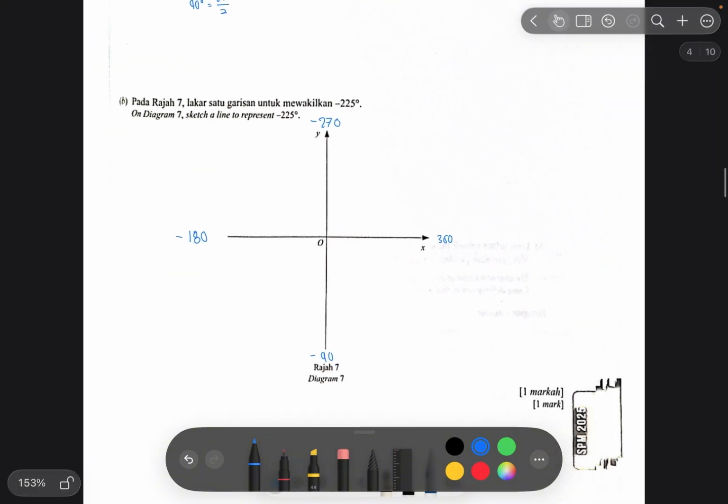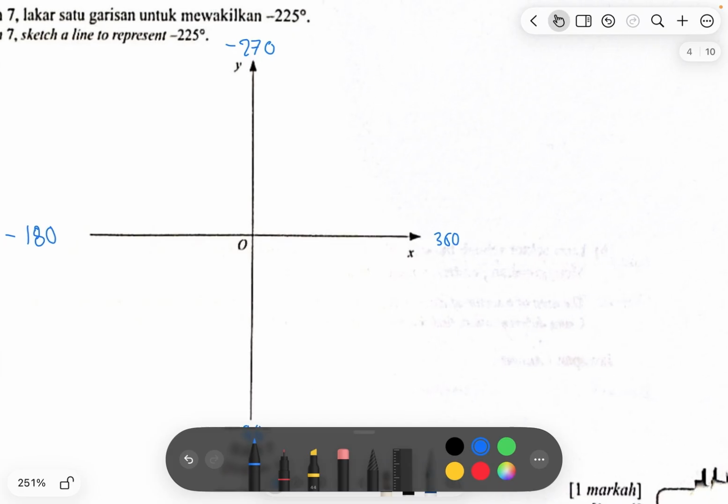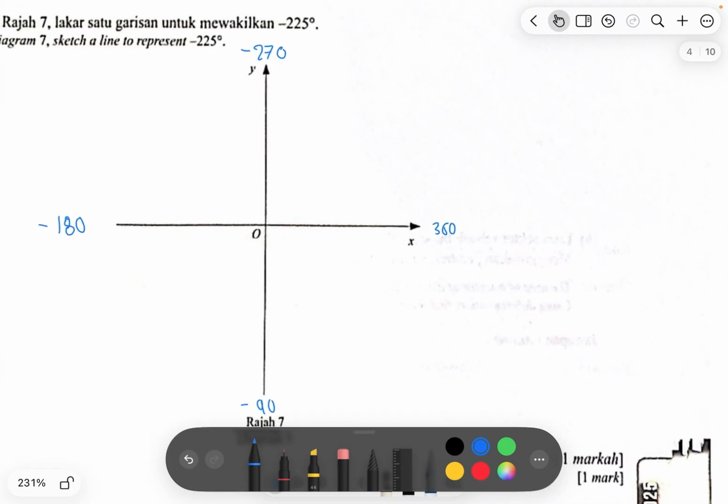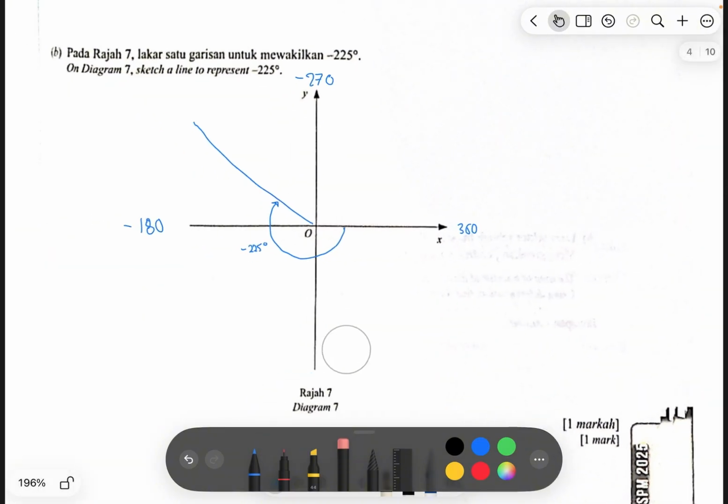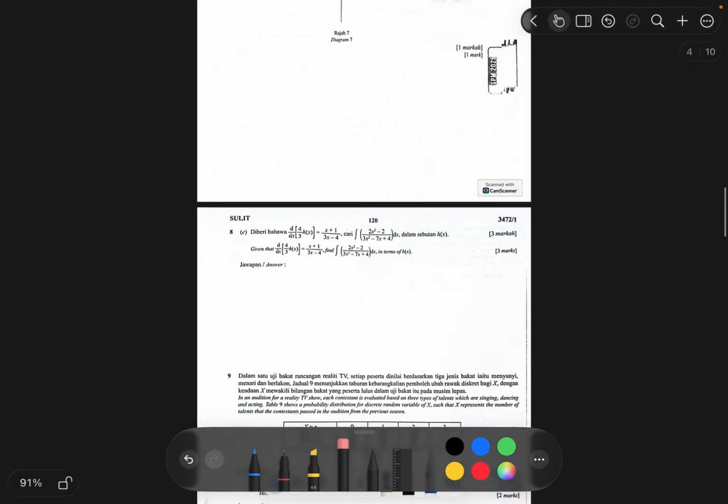But you don't have to draw this in the exam. This is just as guidance, so you can remove this. So they want negative 225. Where would negative 225 be? Somewhere over here, right? But remember that you always have to start from x. So obviously not here. You start from here, from the smaller to the larger. So if negative, you always start down. So just draw like this, an arrow, and label negative 225 degrees, and then you can erase all of this. Then you get 1 mark.